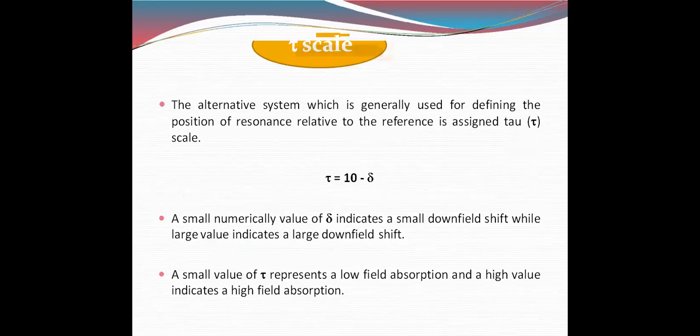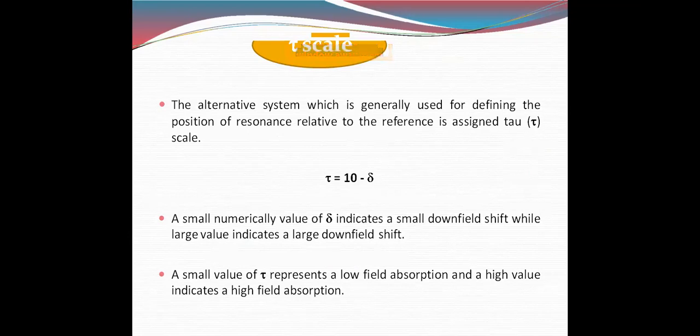And this is the tau, and this is the delta. Regarding the relationship between tau and delta, I have told you the delta value for TMS is 0 and the tau value is 10. So the relationship is tau equals 10 minus delta. Students, remember the relation. Tau and delta are both units for chemical shift.